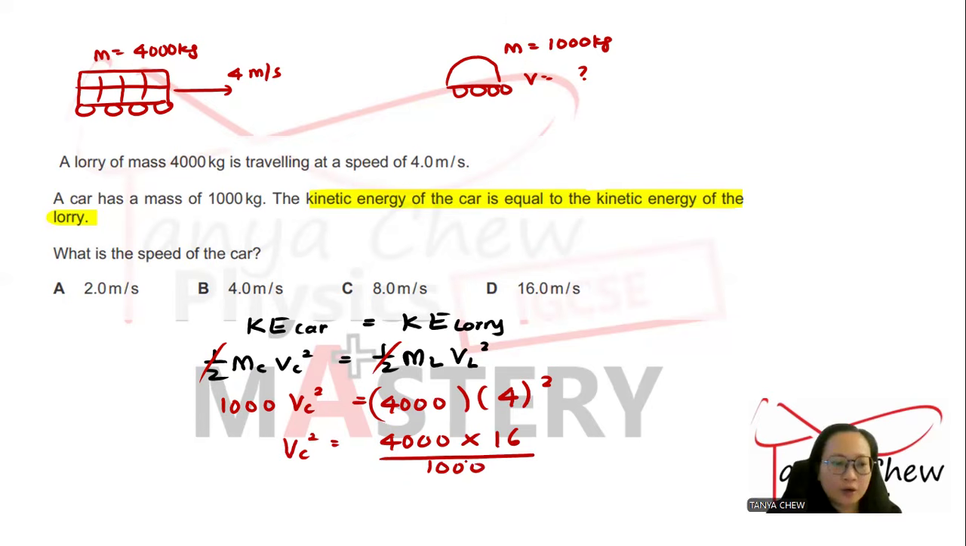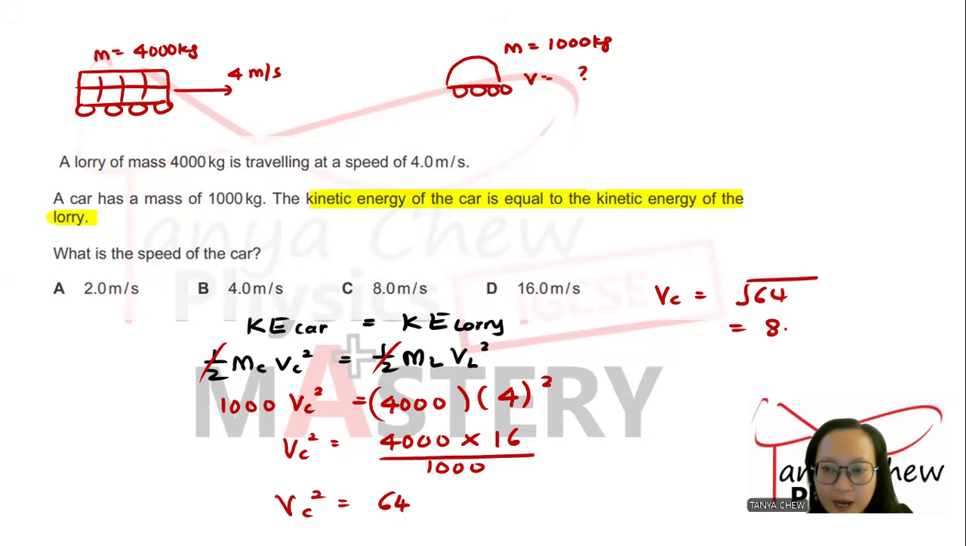From here, right, you will get, okay, let me do it because I don't have the value just yet. 4,000 times 16 divided by 1,000. So I get 64. So speed of the car square is 64. Now, I want the speed of the car. So you square root 64 and you get 8 meter per second. C is the answer.